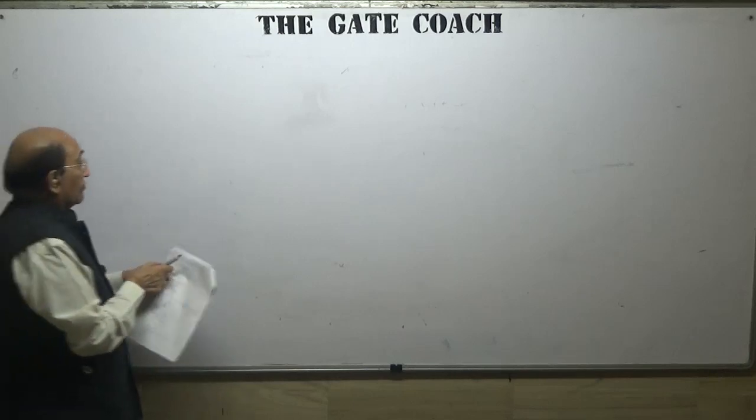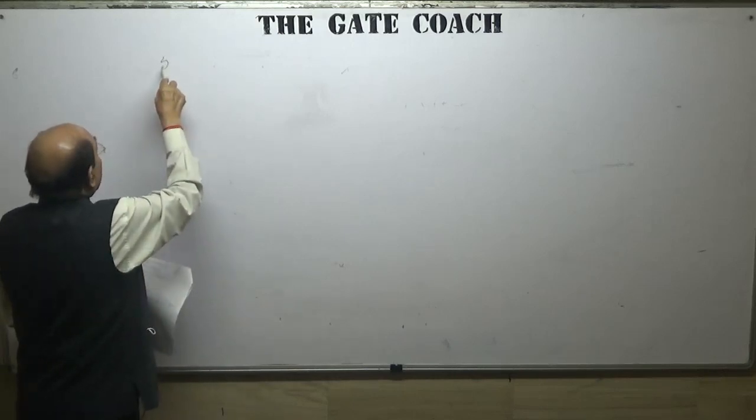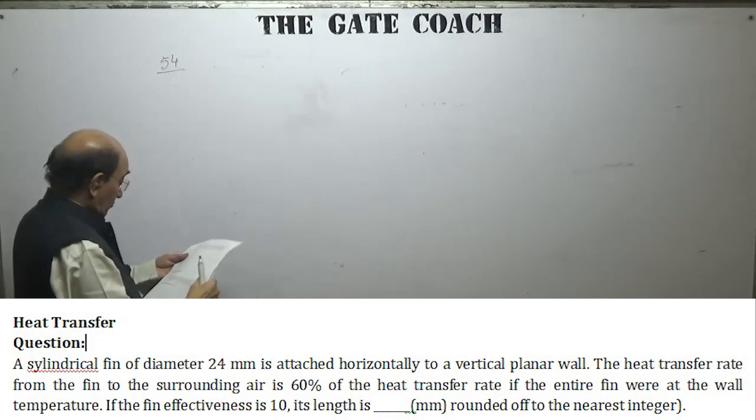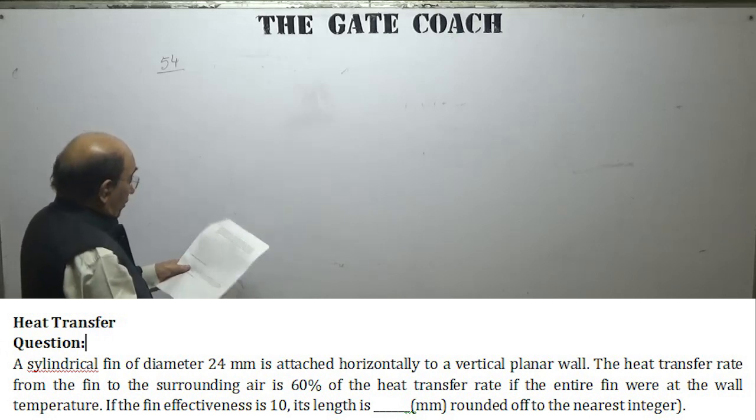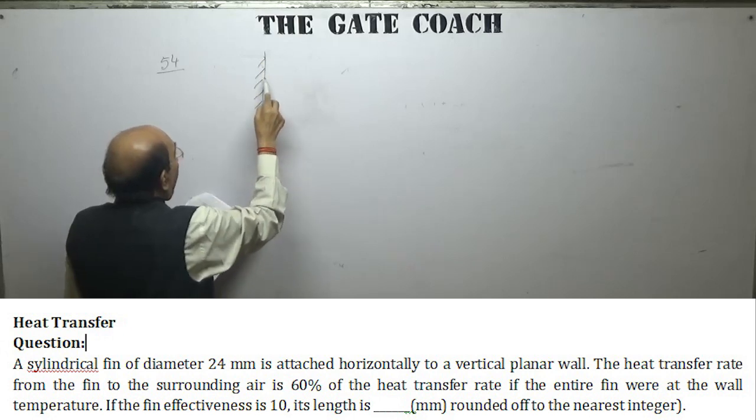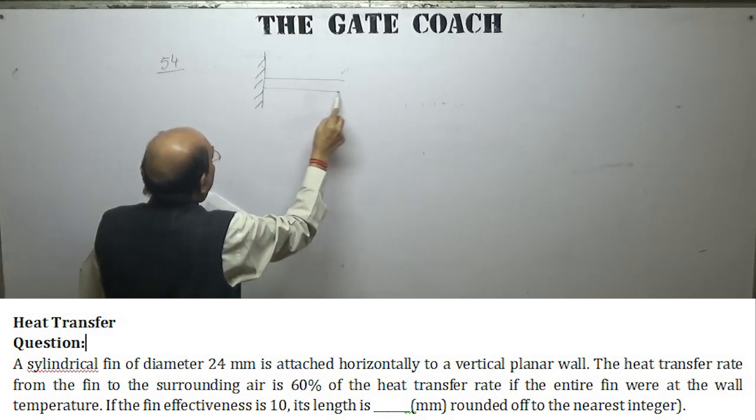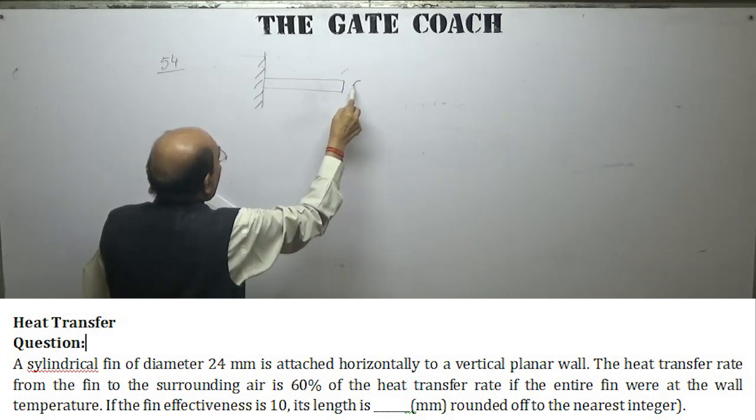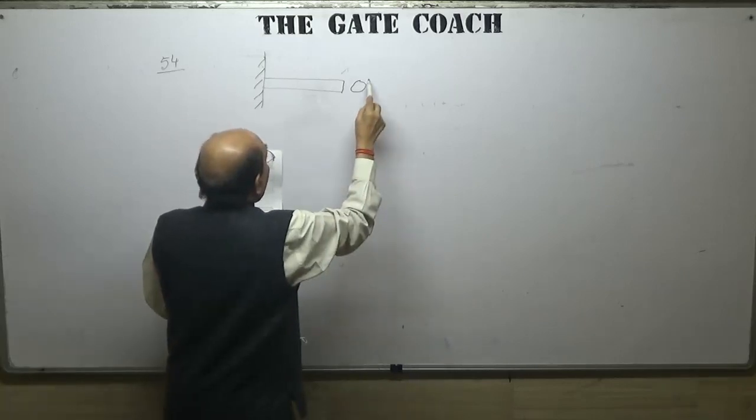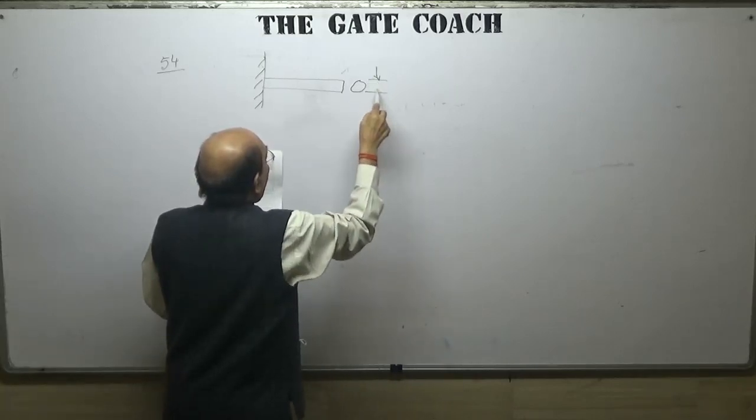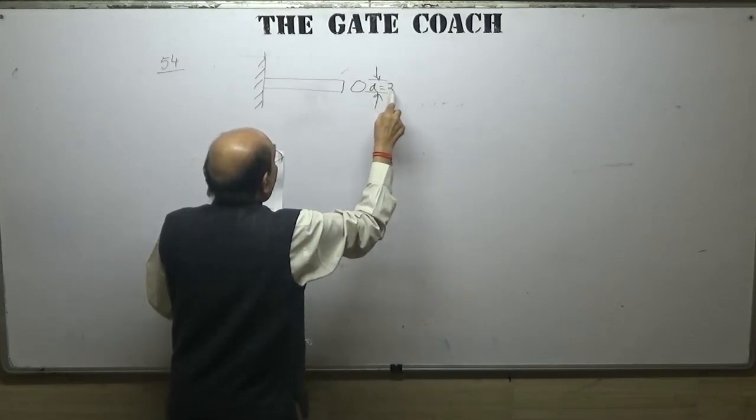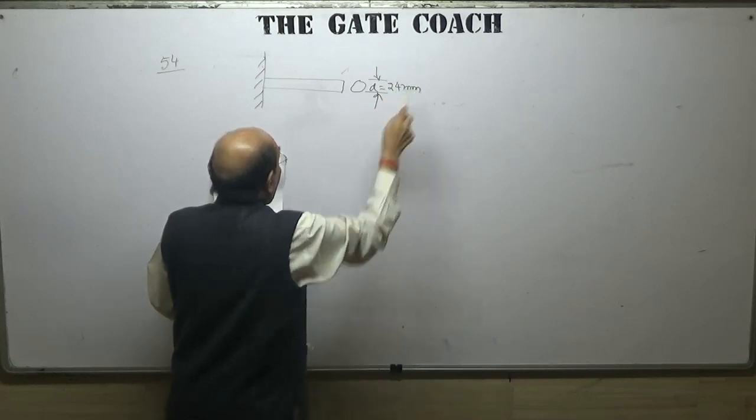Next is question number 54. A cylindrical fin is given whose diameter is given as 24 millimeter.